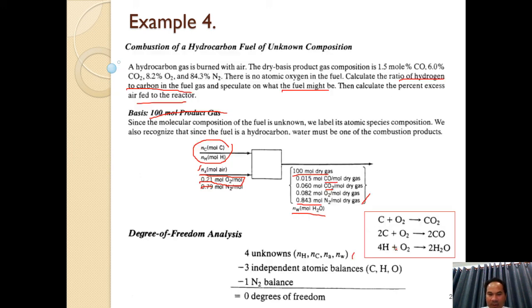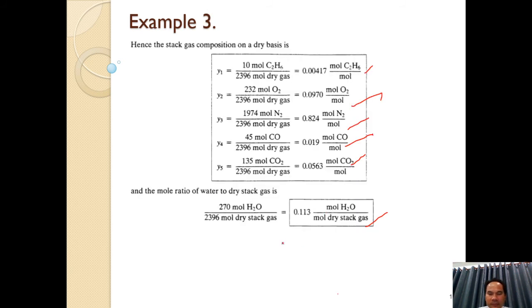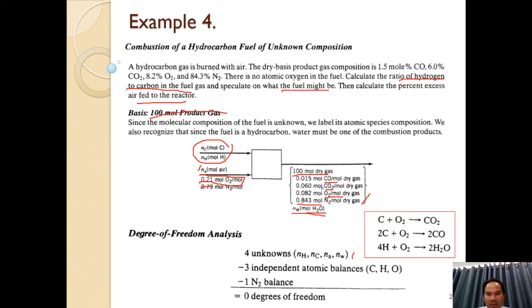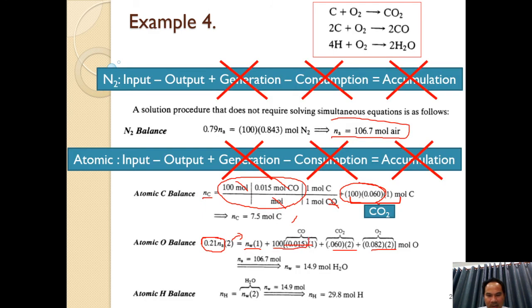Okay, we have 4 terms for oxygen: in CO, CO2, oxygen, and water. The first term is water. NW is the mole of water output. 1 is 1 mole atomic oxygen per 1 mole water. Right? And the second term is based on CO. 1 is 1 mole atomic oxygen per 1 mole CO, multiplied by the mole CO output. CO output is 100 multiplied by 0.015. This is the mole CO output.